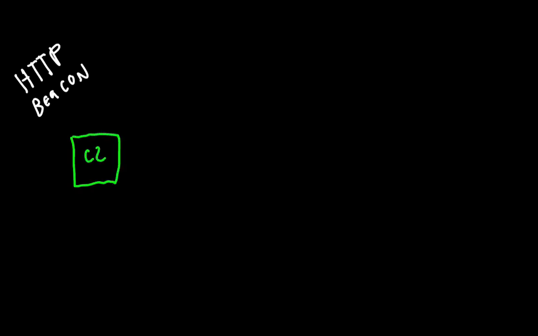So here we have our Cobalt Strike controller, and it is running a web server. That could be, say, on port 80. And over here we have our process on our compromised target. And inside of that process, we have our HTTP beacon payload. Now, let me explain what the HTTP beacon payload is doing. It's beaconing.